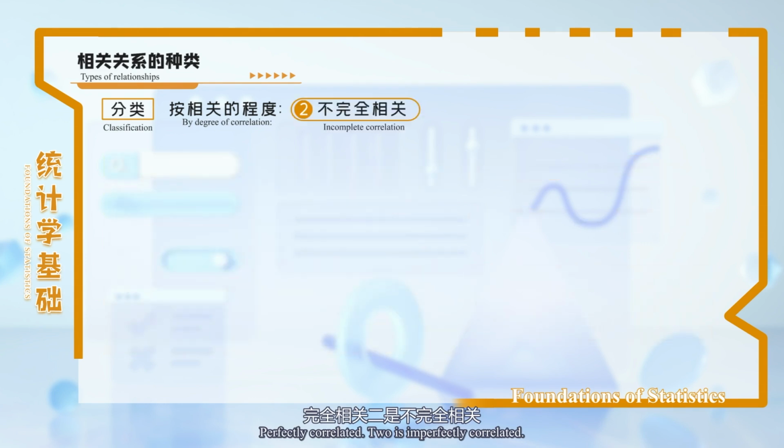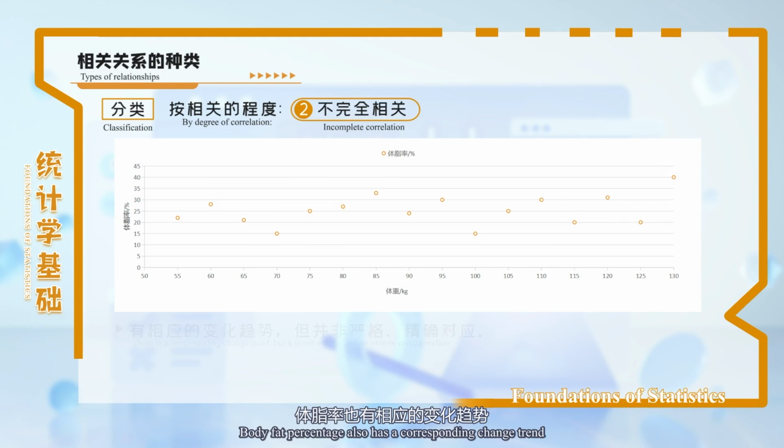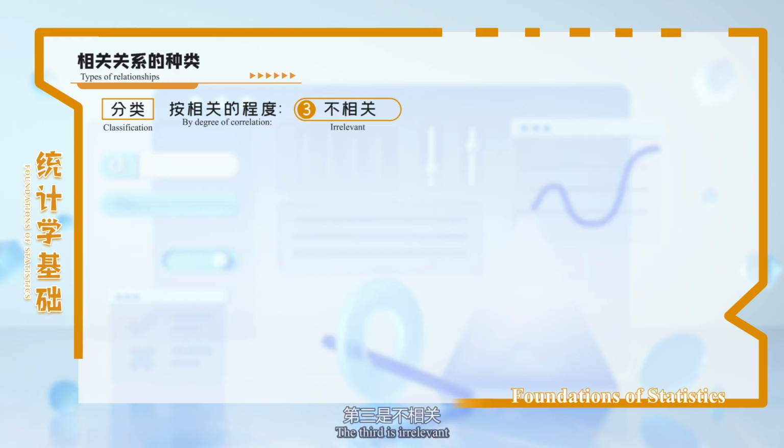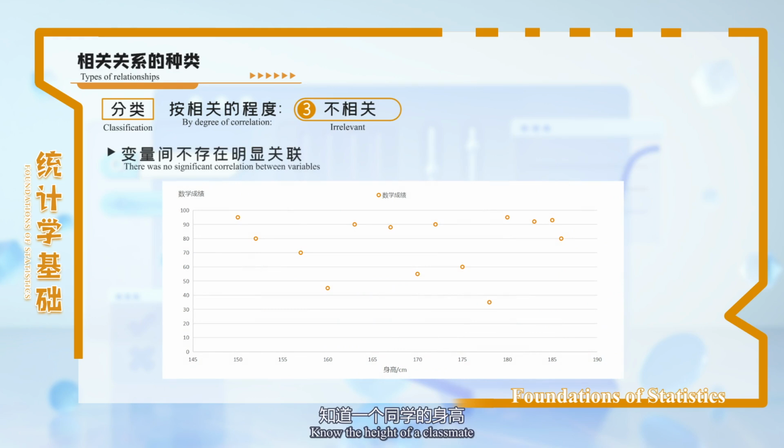Second is imperfect correlation. When weight changes, body fat percentage also has a corresponding change trend, but not strictly exact. This is imperfect correlation. The third is no correlation. Knowing the height of a classmate, it's hard to speculate on his math grades from this. Height and math scores just don't correlate.